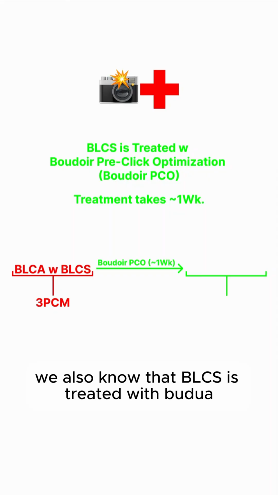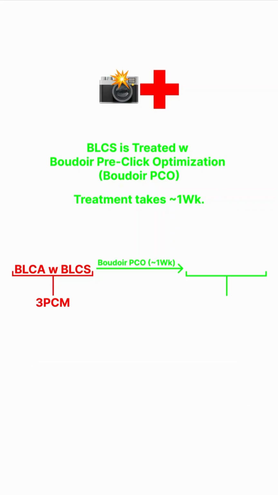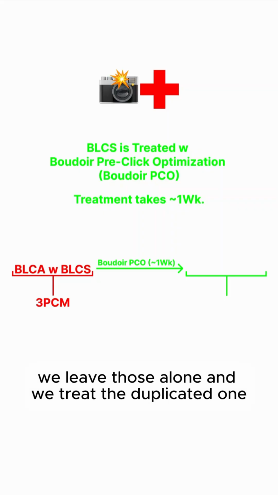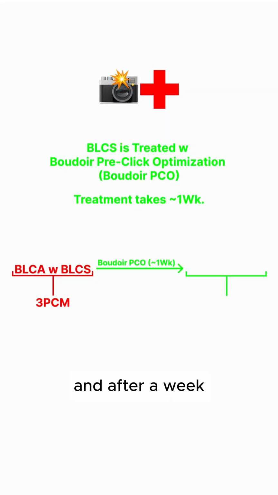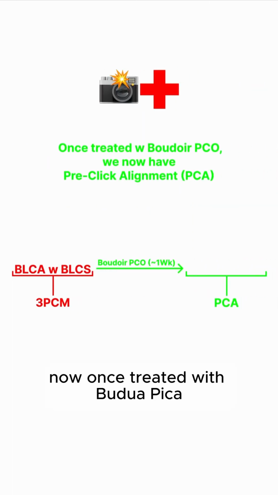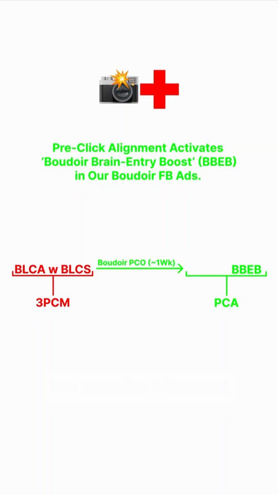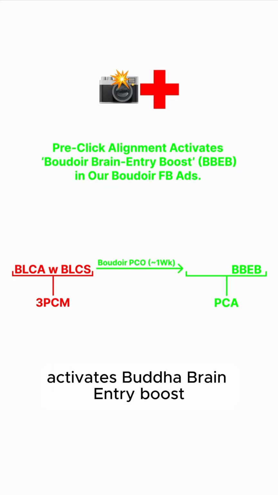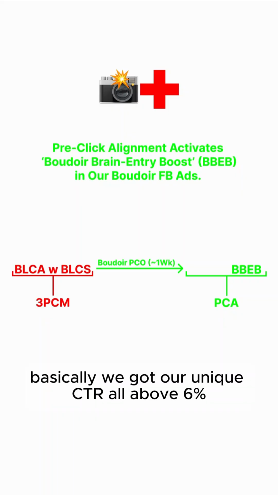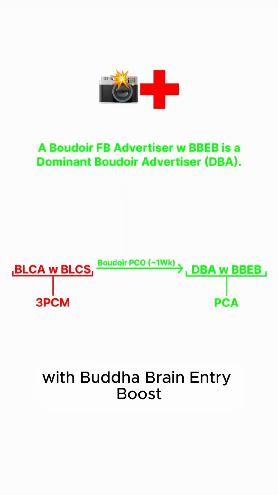We also know that BLCS is treated with Boudoir pre-click optimization, aka Boudoir Pico, and treatment takes about a week. That's where we duplicate the current Facebook ad or ads, we leave those alone and we treat the duplicated one. After a week, we keep whichever one has better metrics. Once treated with Boudoir Pico, we now have pre-click alignment. So we get rid of the 3 pre-click mistakes, we achieve pre-click alignment, and pre-click alignment activates Boudoir brain entry boost in our Boudoir Facebook ads. Basically, we got our unique CTR all above 6%. And a Boudoir Facebook advertiser with Boudoir brain entry boost is a dominant Boudoir advertiser, a DBA.